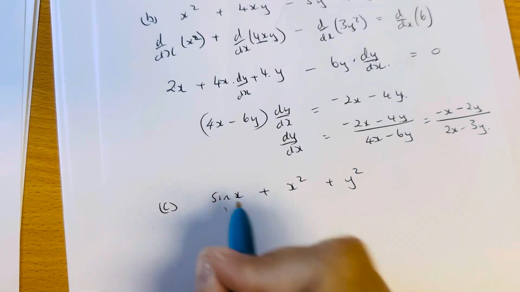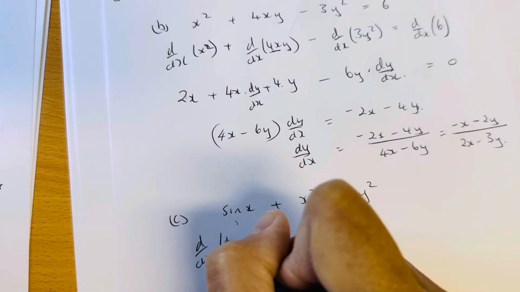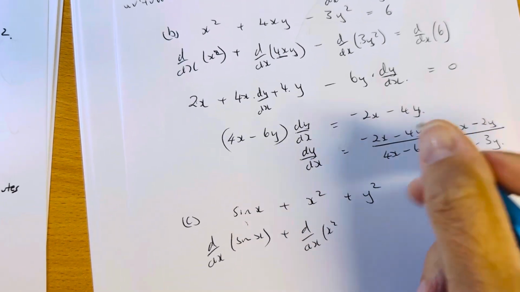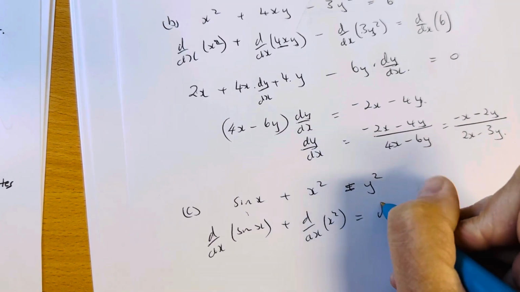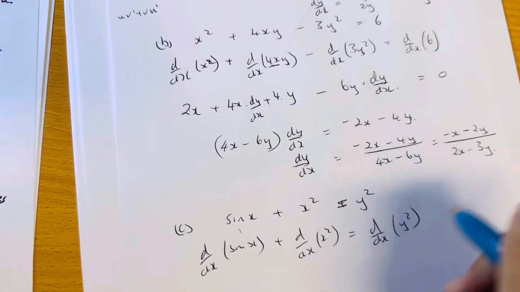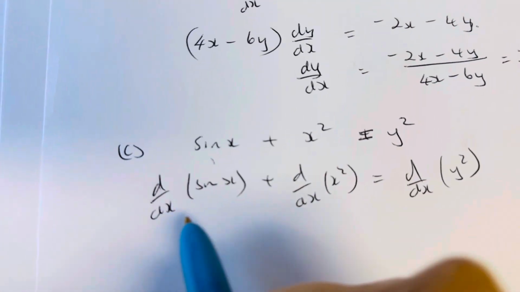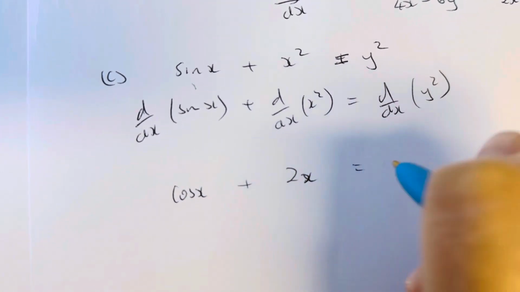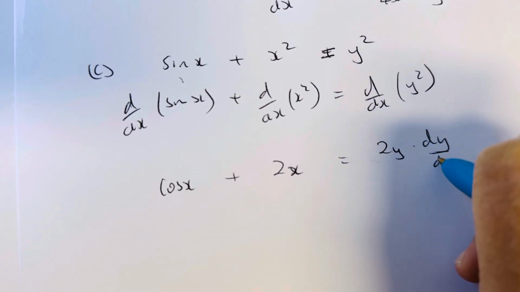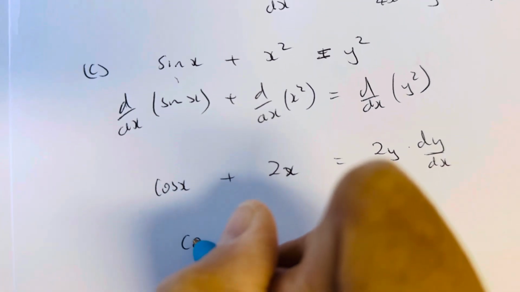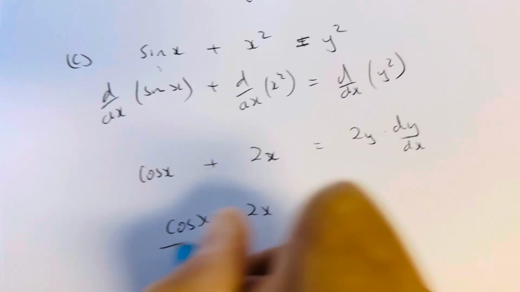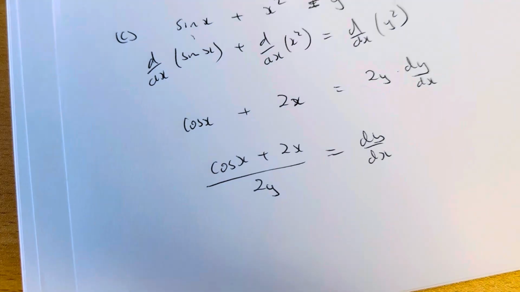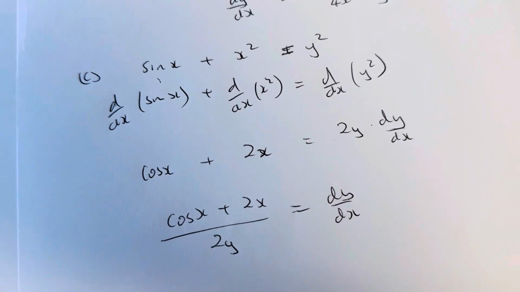Our last one, oh, we've got a trig in this one. d/dx of sine x, d/dx of x squared, oops, that should have been an equals, equals d/dx of y squared. Derivative of sine x is cos x. 2x, this is 2y dy/dx. So obviously cos x plus 2x on 2y is dy/dx. So even with that trig in there, just follow your rules through and you'll be fine.